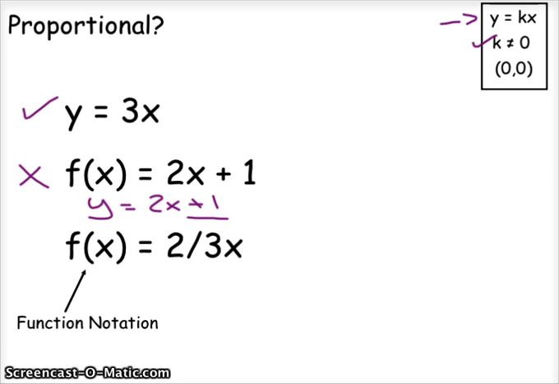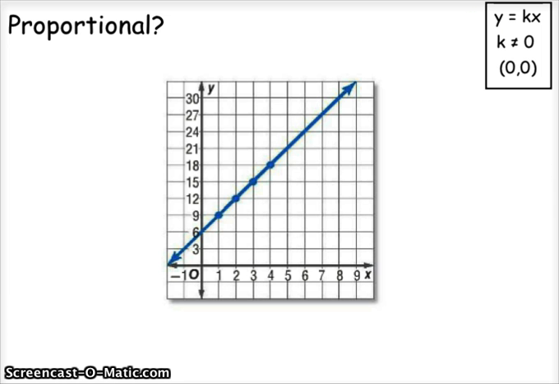This meets our y equals kx pattern. Again, f of x and y are interchangeable, just a different way of noting the function. Our k here is 2/3, which is not 0, and there's nothing else extra added on, so this would also be proportional. The last thing we're going to look at is from graphs.